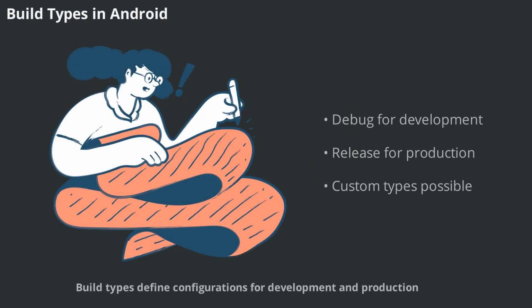Build types define configurations for development and production. The default types are debug, used for testing with debug symbols, and release, optimized for production with code shrinking and obfuscation. Custom build types can be defined for specific project needs, ensuring flexibility in app deployment.